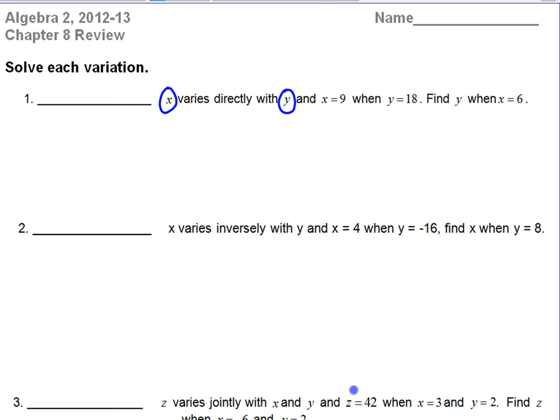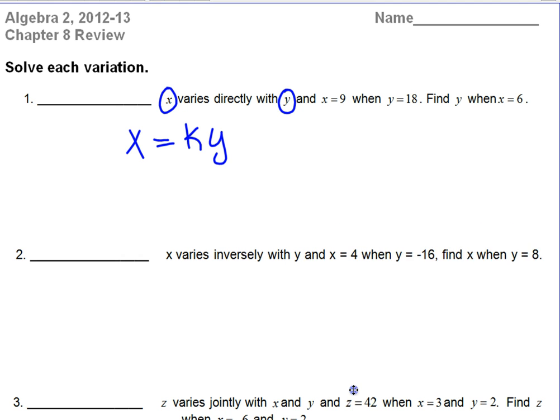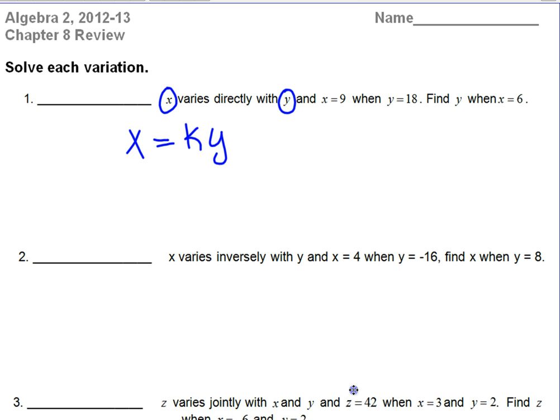And it doesn't even have to be an x and a y. Whatever varies directly with the other, there's a rule that says x varies directly with y, meaning that if y is multiplied by a value, it equals x. So our charge, what we have to do, is decide what is this k? What is this constant that is multiple of y equals x?